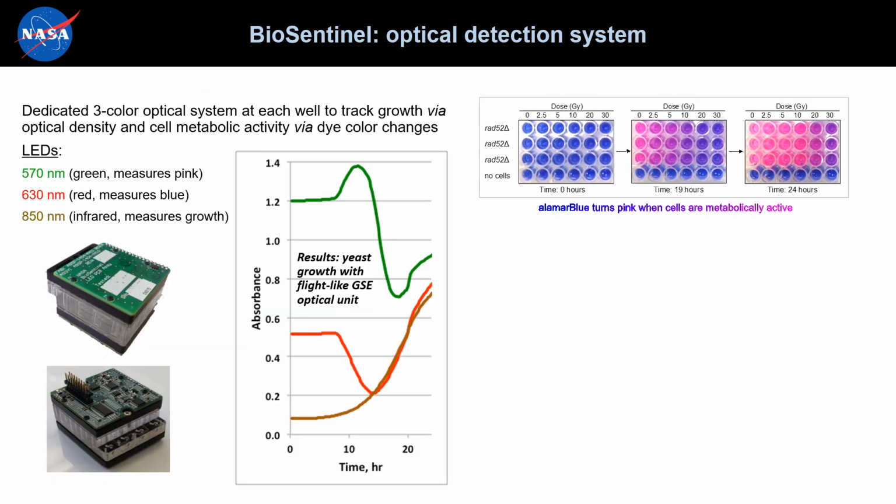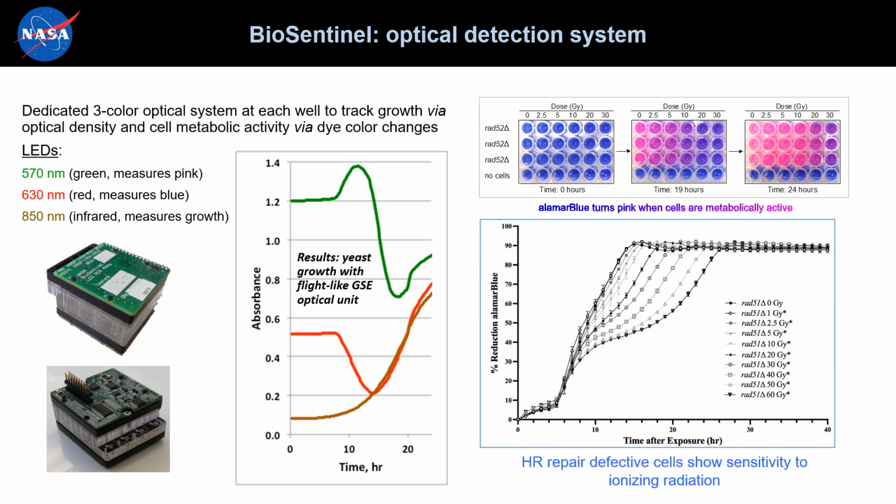We use these lights to measure two things. We use 570 and 630 nanometer lights that allow us to measure the different colors of alamarBlue. 570 nanometers measures the amount of pink, and 630 nanometers measures the amount of blue. So we can see the differences from blue to pink, including all those purples in the middle. And then we also have another light close to the infrared, at around 850 nanometers, that is invisible to the dye, so it doesn't see blue or pink, it only measures growth, the turbidity or number of cells that are growing inside the well.